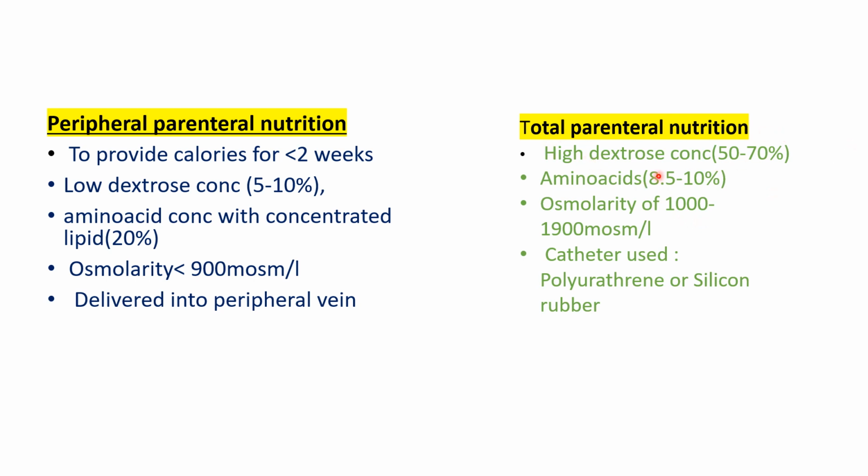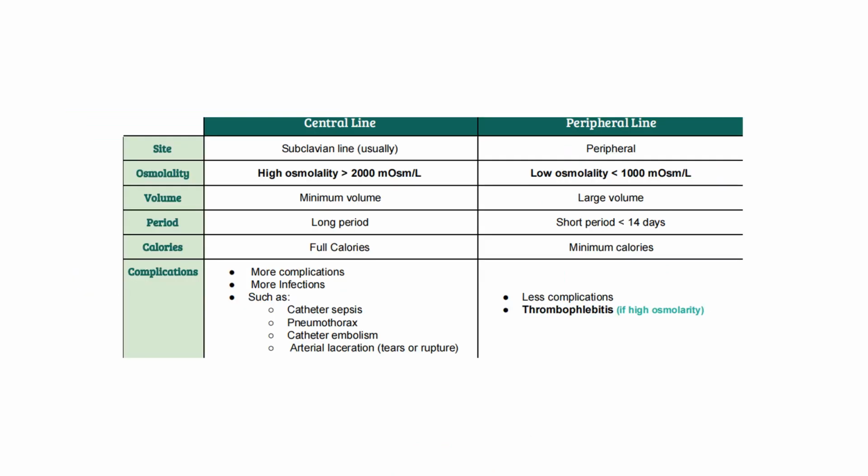Total parenteral nutrition has high dextrose, that is 50 to 70%. Amino acid concentration is 8.5 to 10%. Osmolarity is high, that is greater than 1000. Catheters used are such as silicone and rubber. It's just some minor details.